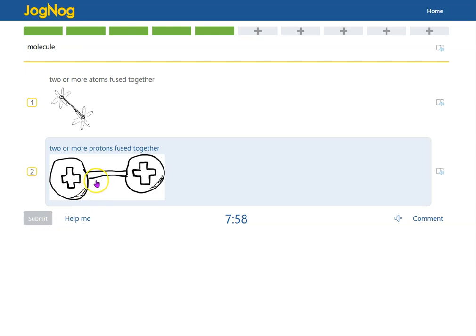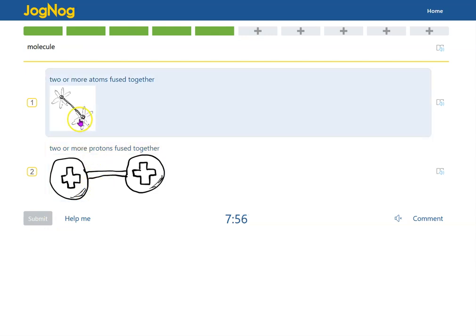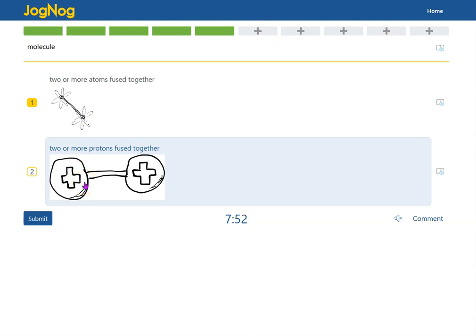A molecule, that would be multiple atoms. Remember, atom is a small piece, and two protons. Protons are in an atom, so they're not fused together. They're already together in the atom.